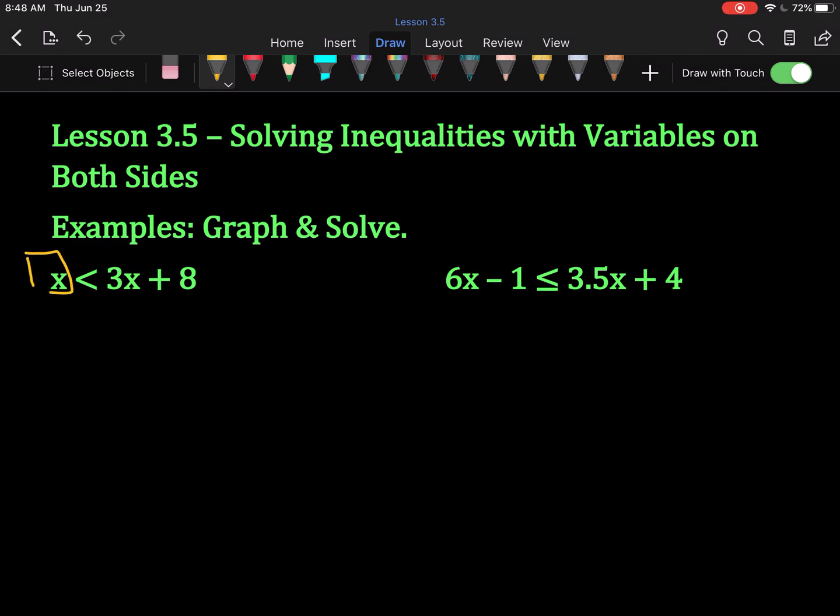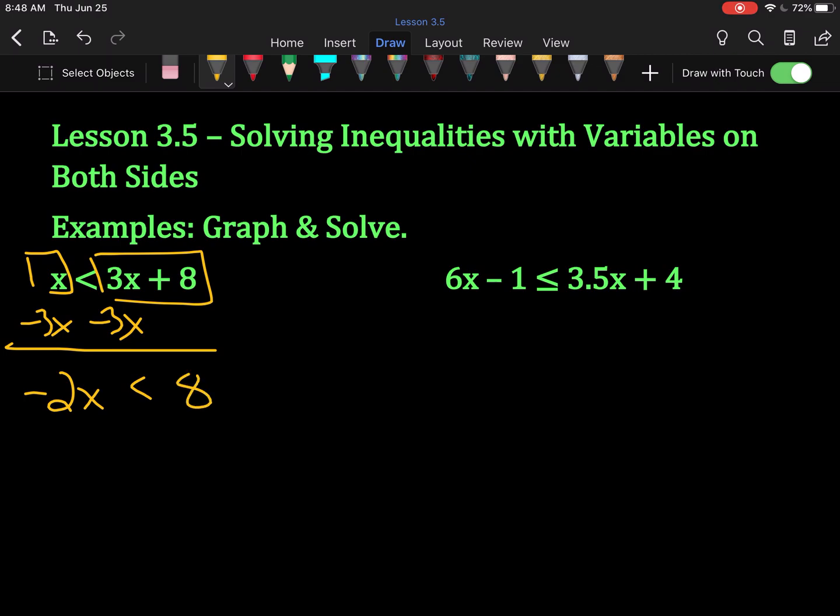problem. I thought I changed the color of that, but I guess I didn't. If I box off each side, there are no like terms. So we need to bring our variables all to the left. So I'm going to subtract 3x from each side because it is positive. x minus 3x is negative 2x, less than an 8.